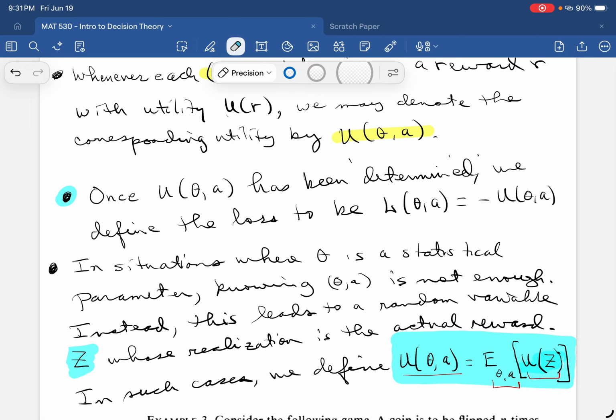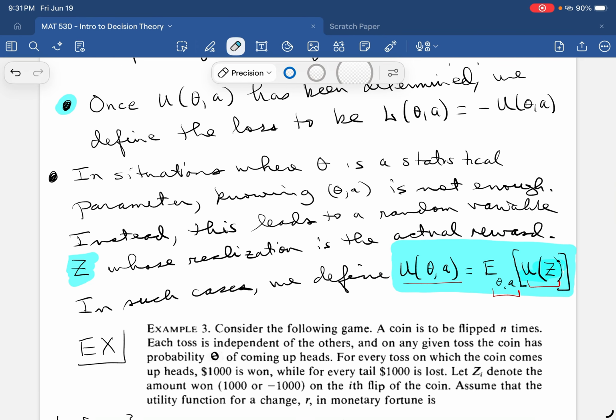So let's look at an example of that. Consider the following game. Suppose that we've got some fixed positive number n, and a coin is going to be flipped that many times. So, for example, a coin is going to be flipped 10 times. Or it's going to be flipped 15 times. So that's set up front. And then on each flip, if the coin lands on heads, then you win $1,000. Whereas if it lands on tails, you lose $1,000.